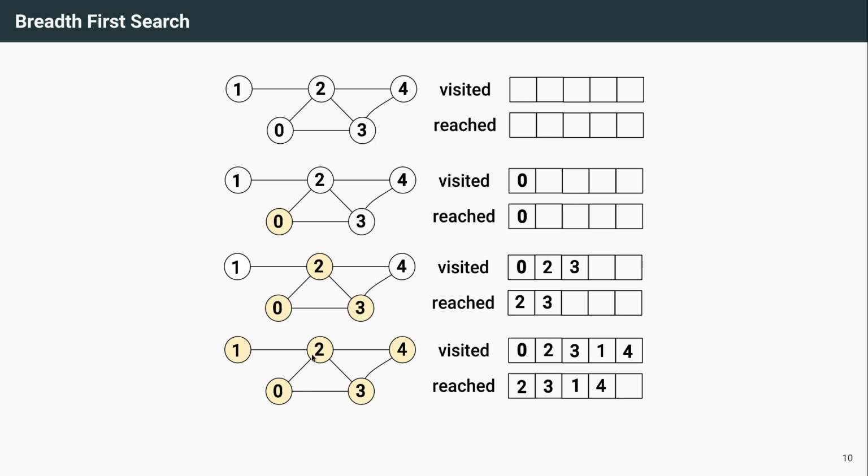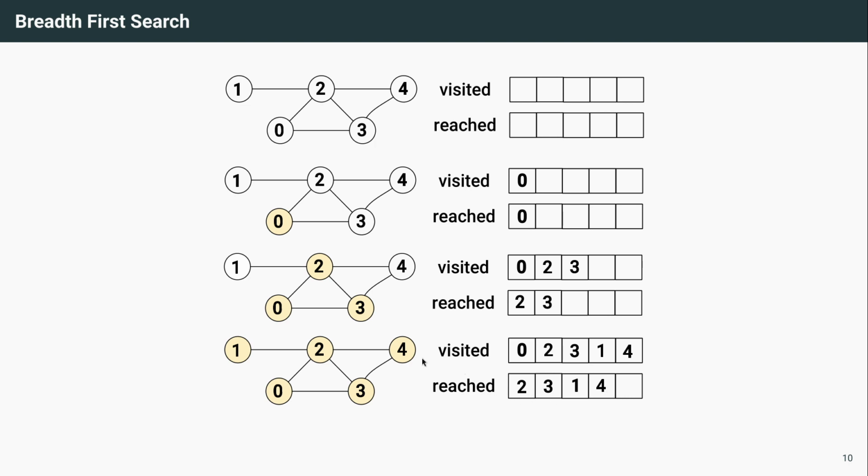From 1 we see we have already explored 2, so 1 is also popped, and we go to 4. From 4 we can go to 2, 3, but 2, 3 are present in the visited table, so this reached queue is empty, and then the algorithm stops.